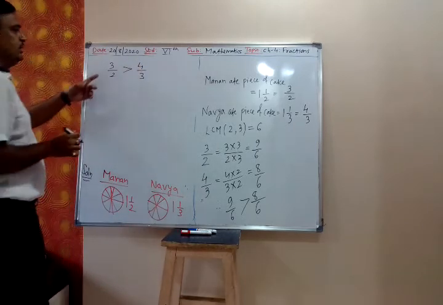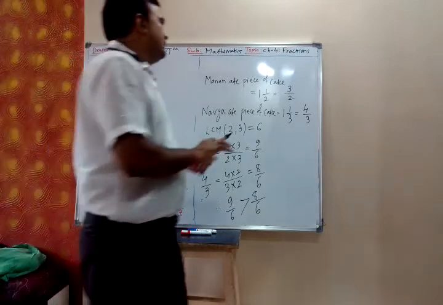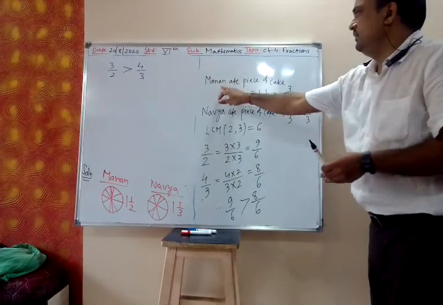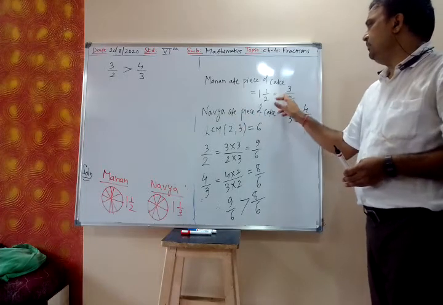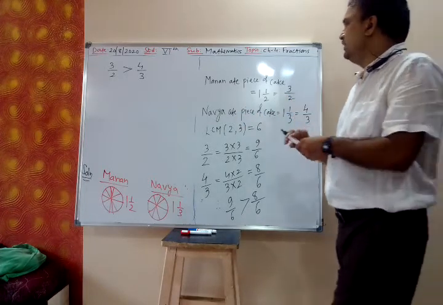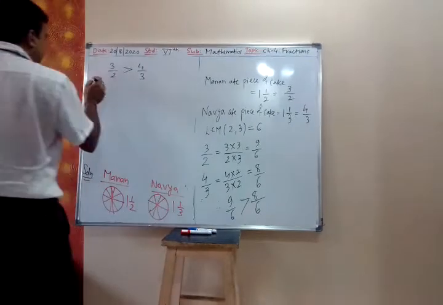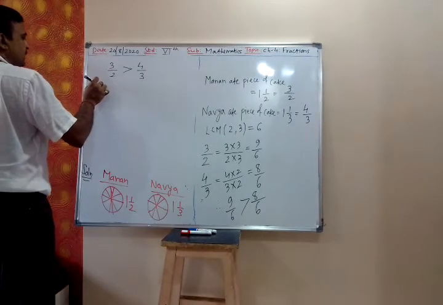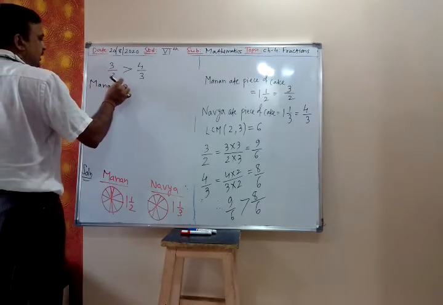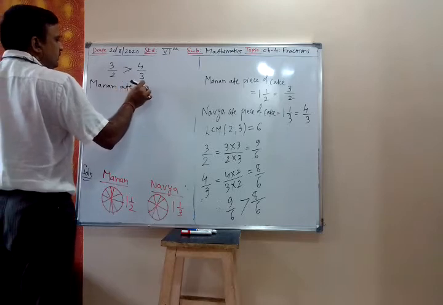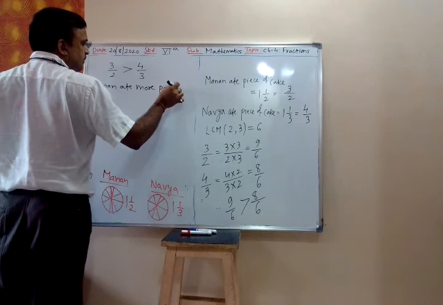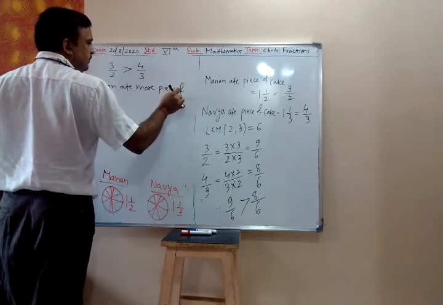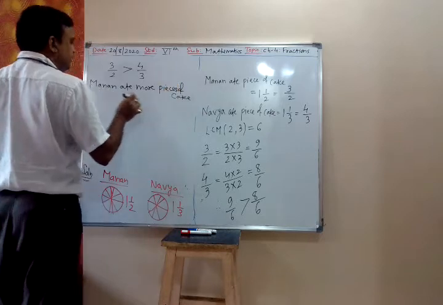Now 3/2 is for which person? 3/2 is for Manan and 4/3 is for Navya. So 3/2 is greater than 4/3. That means Manan ate more pieces of cake.